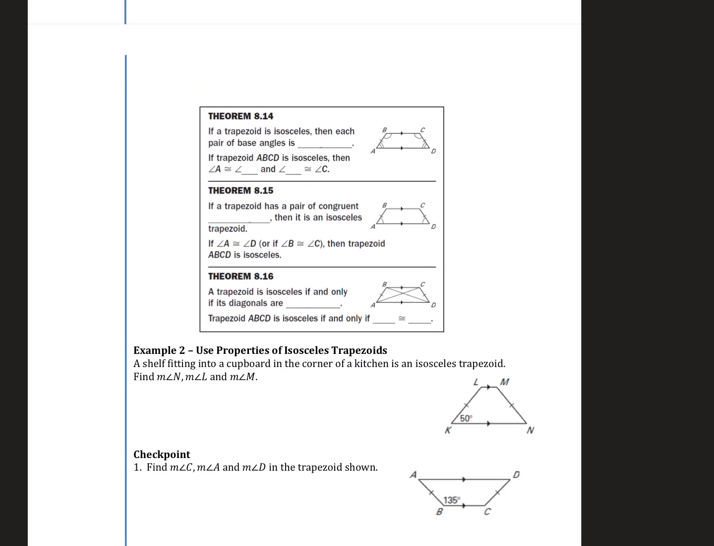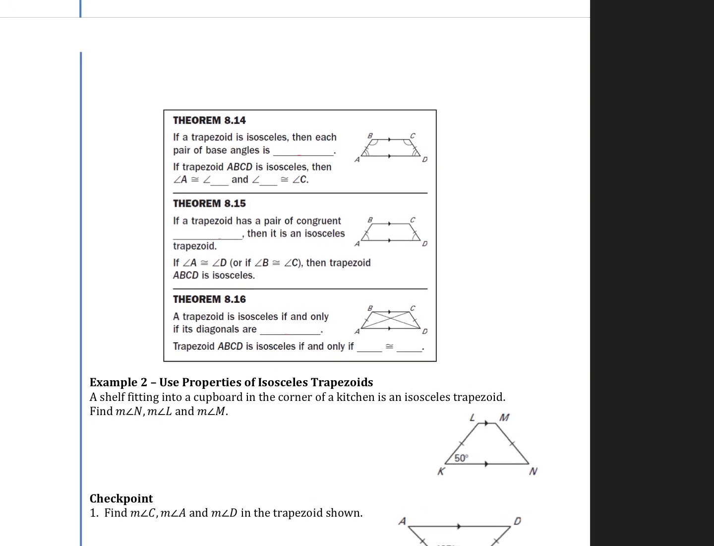So moving along here, we have some more theorems to learn about. If a trapezoid is isosceles, then each pair of base angles is congruent. So angle A is congruent to angle D, and angle B is congruent to angle C, okay? They have to be the angles that are both touching the same parallel side, or the base. If a trapezoid has a pair of congruent base angles, then it is an isosceles trapezoid. That's kind of the converse, right? So that's the converse, okay?